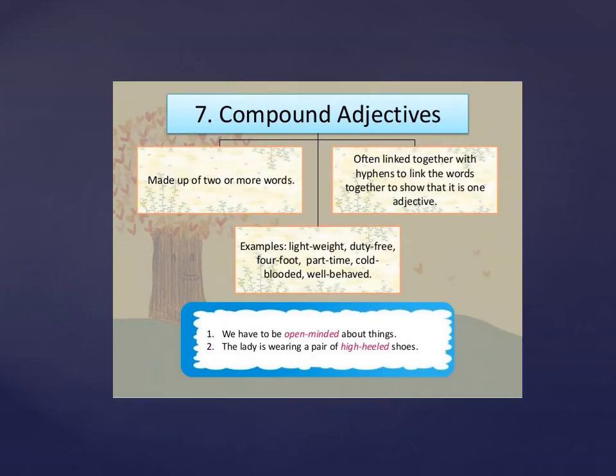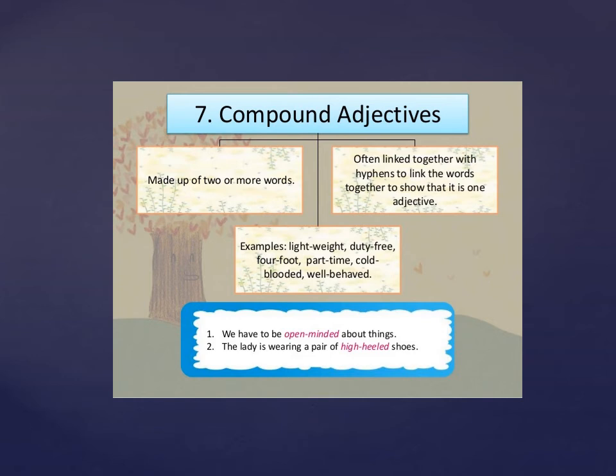Now number 7, we have compound adjectives. These are not there in your portion, but I am explaining this. A compound adjective is made up of two or more words, often linked together with hyphens so that it is one adjective. Lightweight, duty-free. Hyphens are used between light and weight. This dash icon is known as a hyphen.